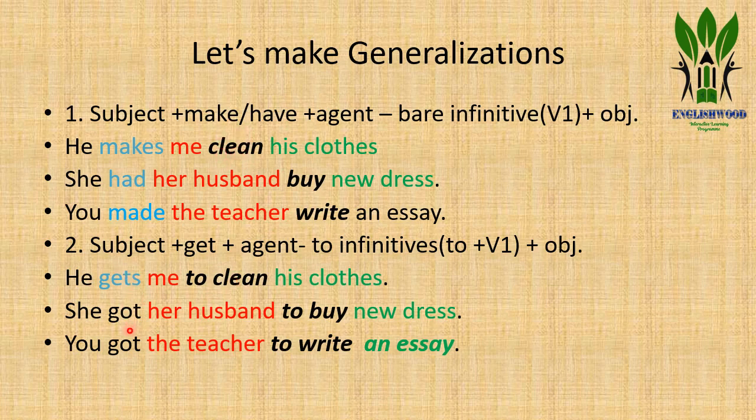With get, gets, got, there is always to plus verb 1 after the agent. Okay, these are the two important structures you have to remember. Get brings the to infinitive, whereas make and have have no to infinitive.